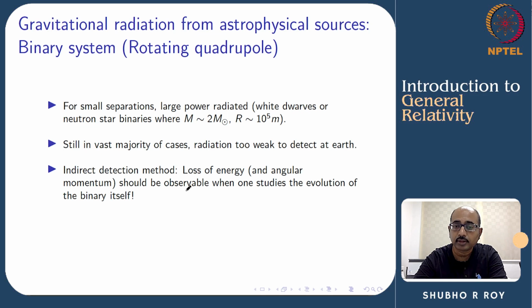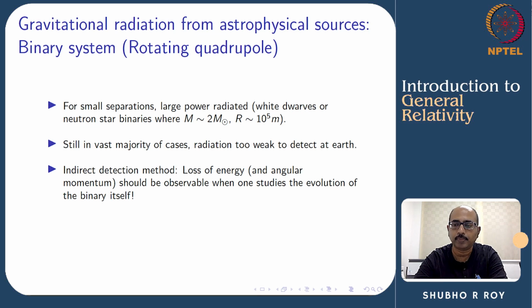As a result, the orbits will start changing, and this change in the orbit should be observable if one studies the evolution of the binary itself. Of course, for the orbit to be observable, these two have to be very bright sources. Of course, we cannot have very bright sources if you have just stars.